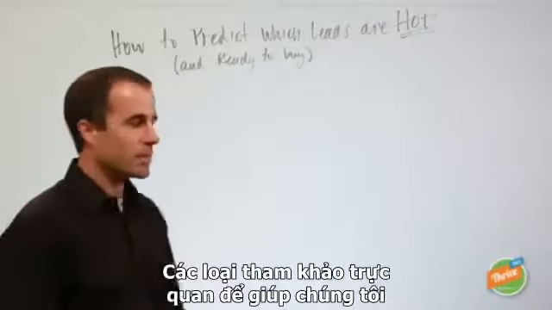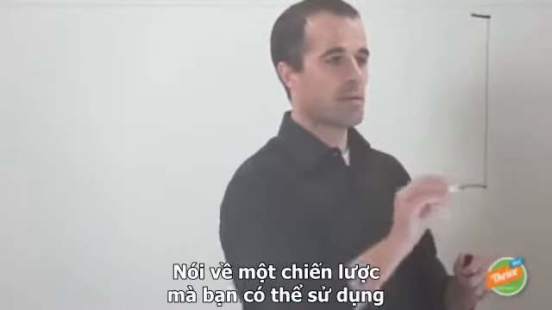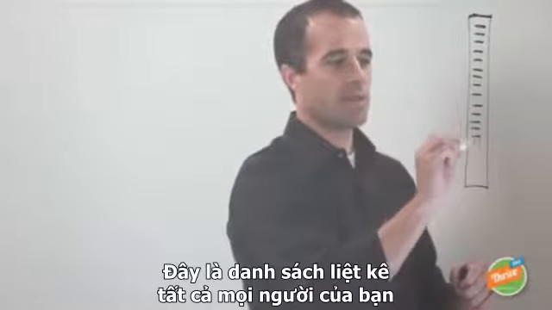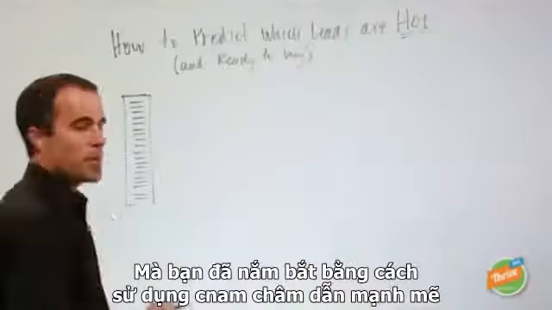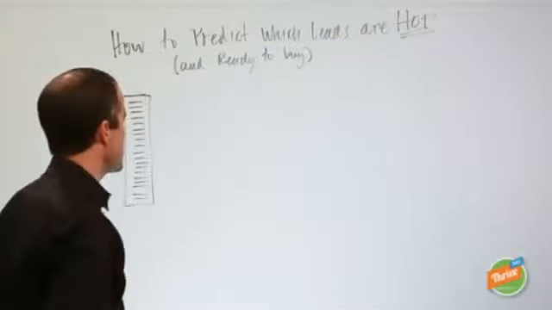Let's do a little example here. We'll use kind of a visual reference to help us talk about a strategy that you can use to predict which of your leads are hot. So this is your lead list. These are all the people that you've captured using powerful lead magnets and your lead capture mechanisms.